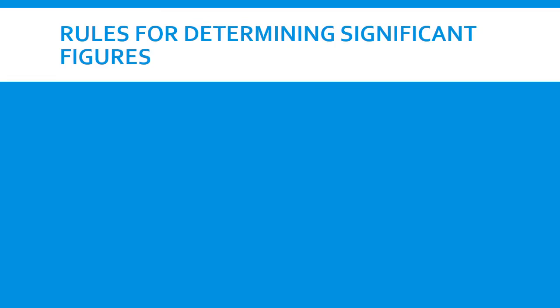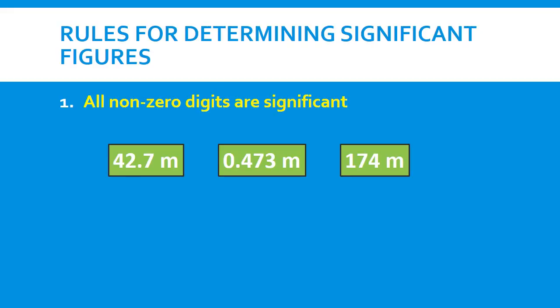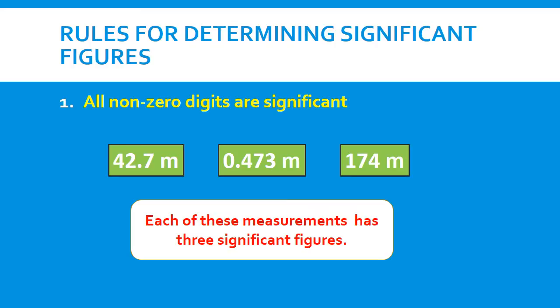So when we look at a measurement, how can you determine which digits are significant? To determine that, we need to look at the rules for determining significant figures, and you need to be familiar with the following rules, as you'll be using them very often from now on. First rule, all non-zero digits are significant. So all we do here is count how many non-zero digits we have. In 42.7 we have 3, 0.473 we have 3, 1.74 we have 3. So each of these measurements has 3 significant figures.